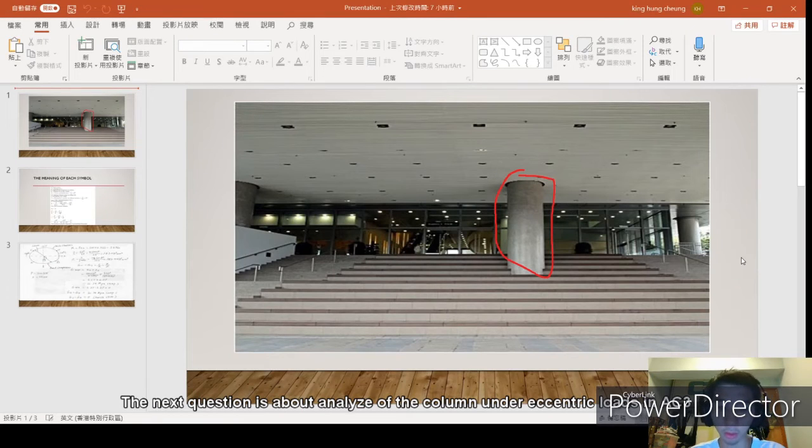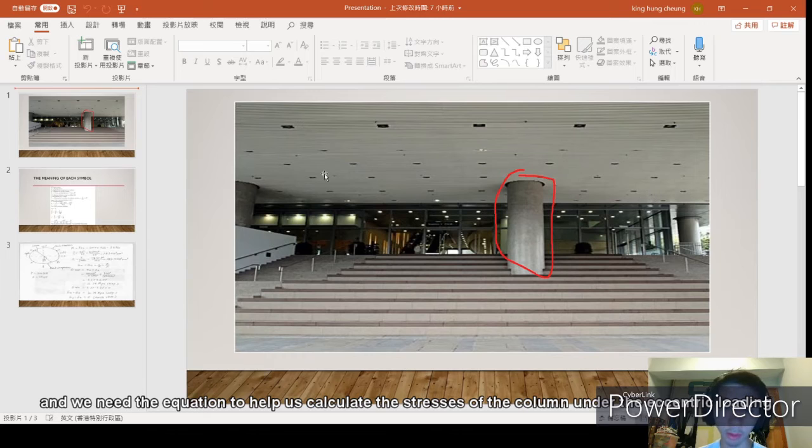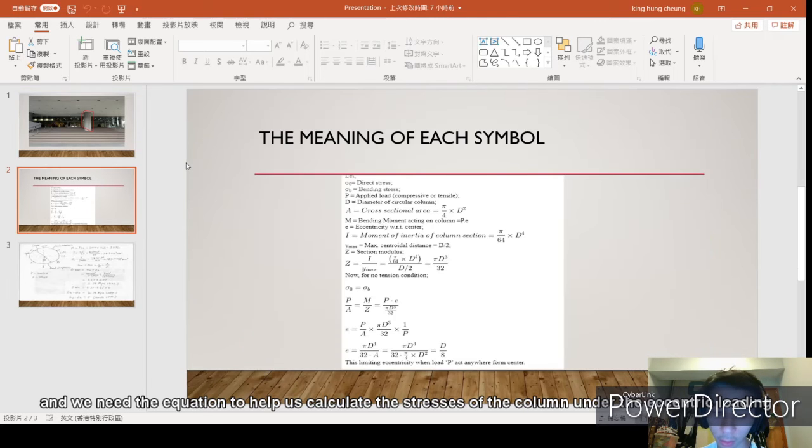The next question is about analysis of the column under eccentric loads in AC3, and we need the equation to help us calculate the stress of the column under the eccentric loading, which is P over A is the direct stress, and the M over Z is the bending stress.